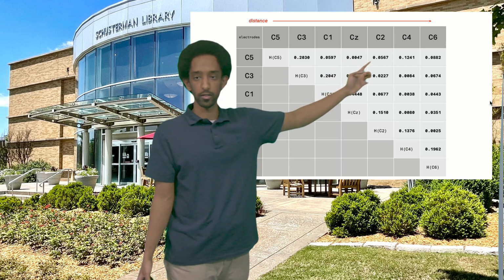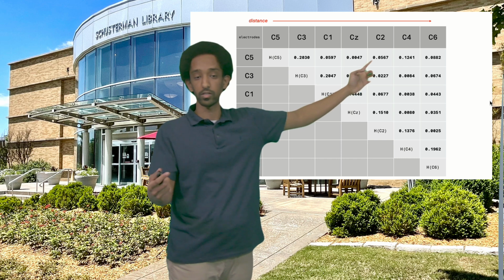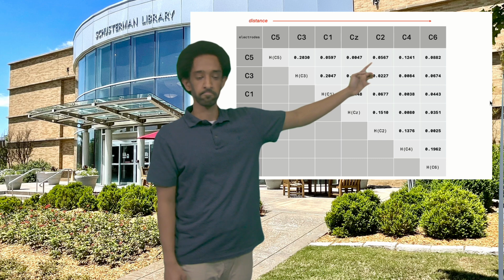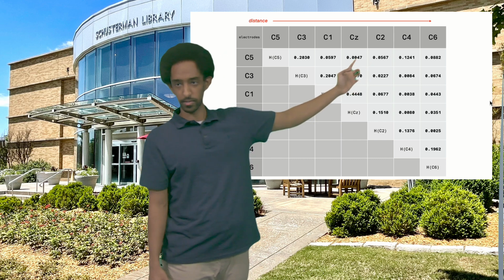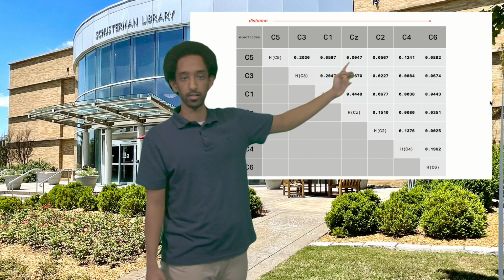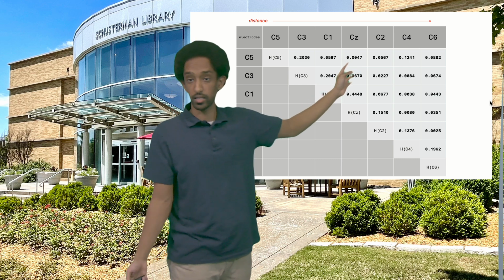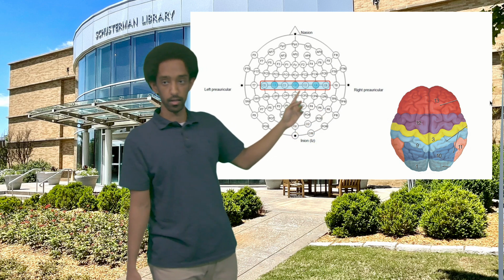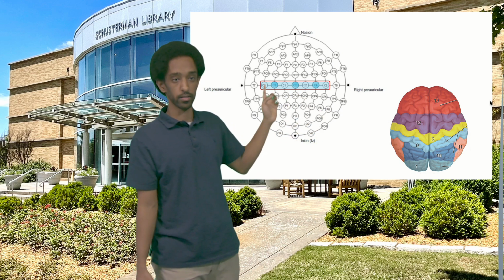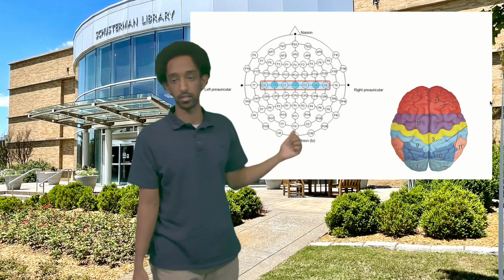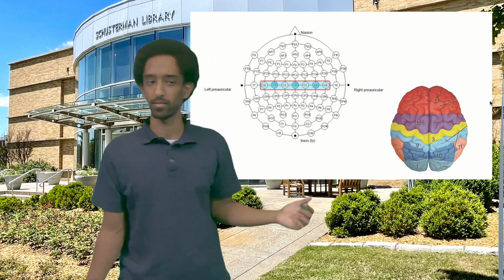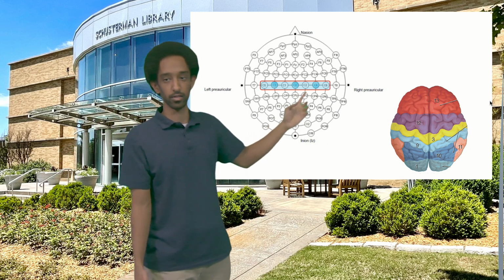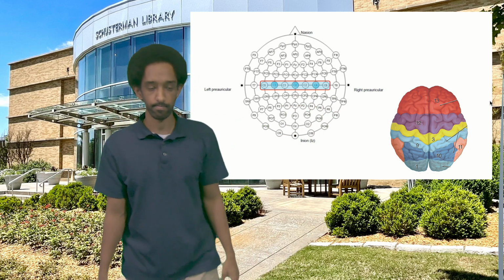And then C2, the mutual information between C2 and C5 is 0.0567. That seems higher than the mutual information between CZ and C5. That's interesting. Basically what that's saying is the mutual information between C2 and C5 is higher than the mutual information between CZ and C5. That's not what we were expecting. We were expecting just lower and lower mutual information.